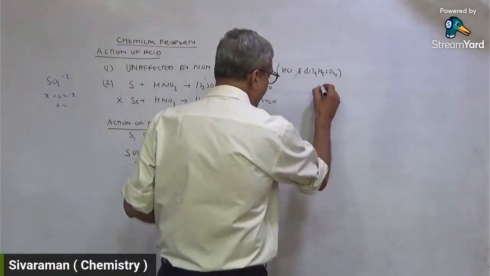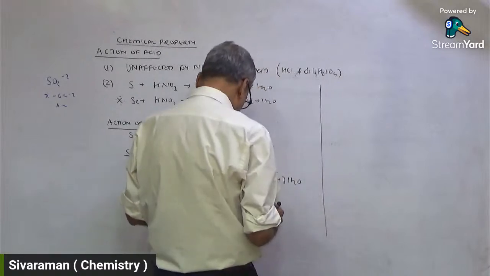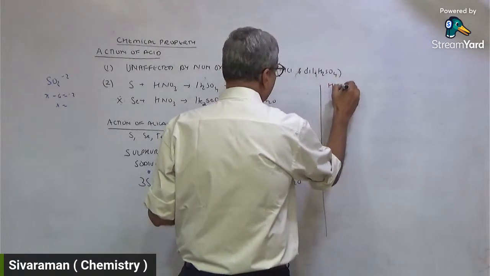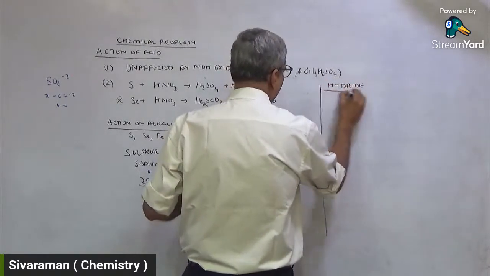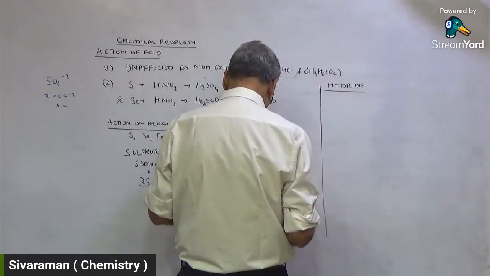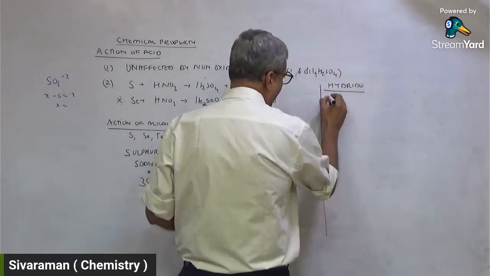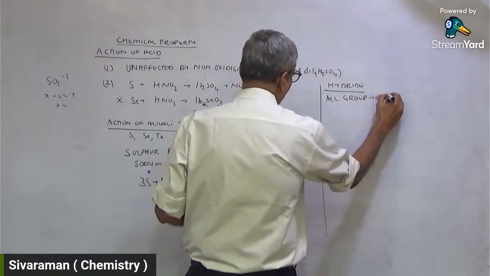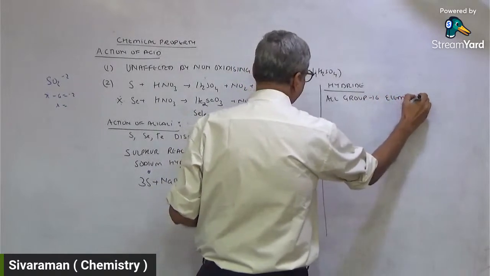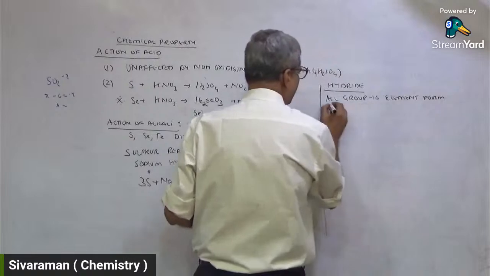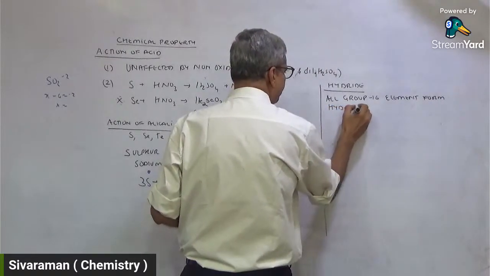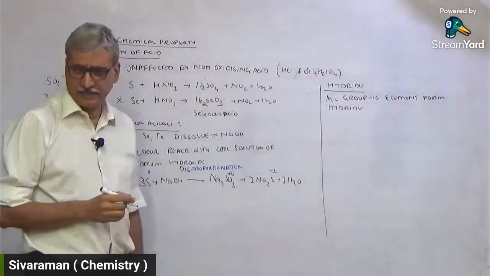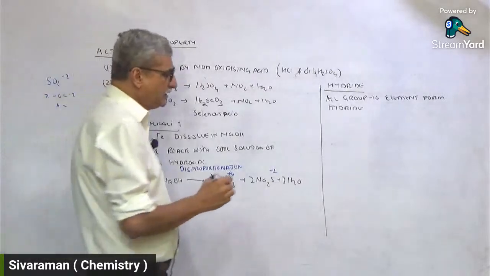Now we have space here, so we can talk about hydrides. A compound with hydrogen is called a hydride. So first, let us talk about hydrides. All group 16 elements form the corresponding hydride. All group 16 elements form hydrides. Is this point clear?